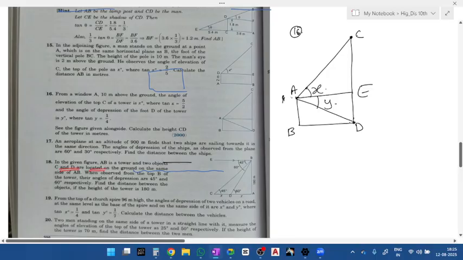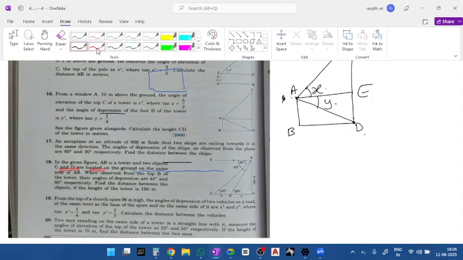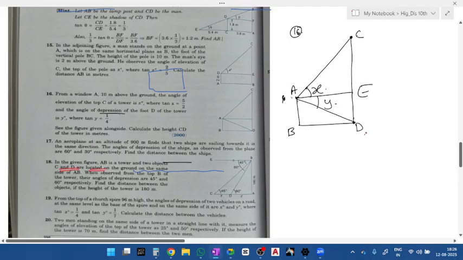So you're looking at point D here. Whenever the word depression is given, what do you have to convert it into? Even if it's depression, you have to take it as the angle of elevation. If you're standing at A, you are going to look at D. Imagine if you're standing at D, how do you look at point A? Is it elevation or depression? If you're standing at D and you look at point A, it is elevation, right?